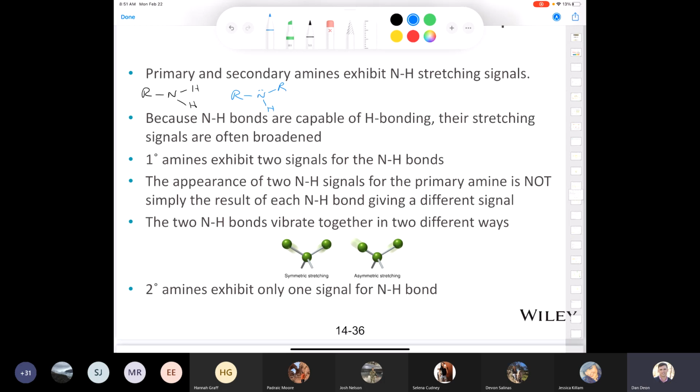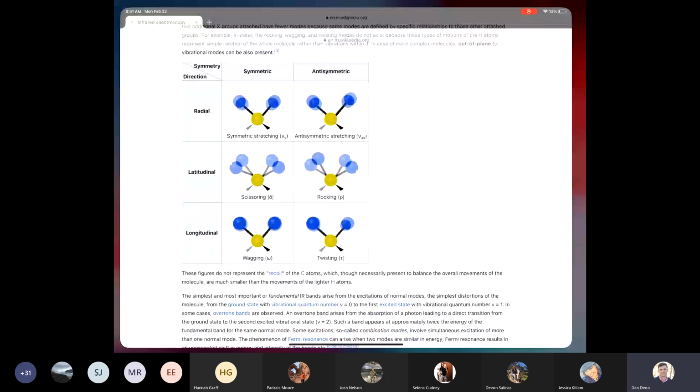Now, primary amines exhibit two signals for the nitrogen-hydrogen bonds, which are going to be broad because of the hydrogen bonding. And it might be a knee-jerk reaction to say, well, I've got two bonds in a primary amine, so two bonds, two stretches. That's not true. That's not the reason why. It's actually because the two nitrogen-hydrogen bonds can vibrate in two different ways. You can have symmetric or asymmetric stretching.